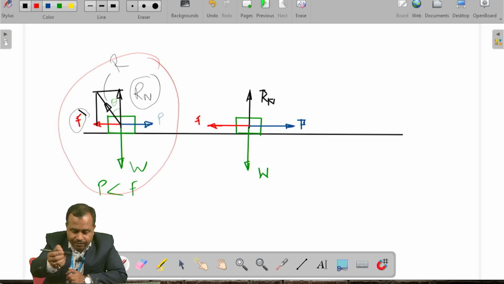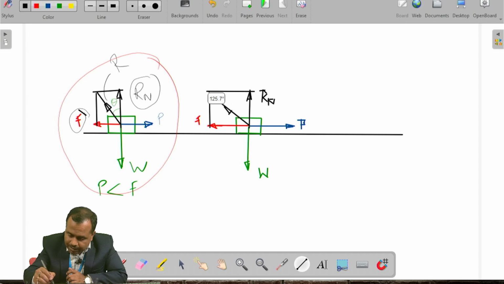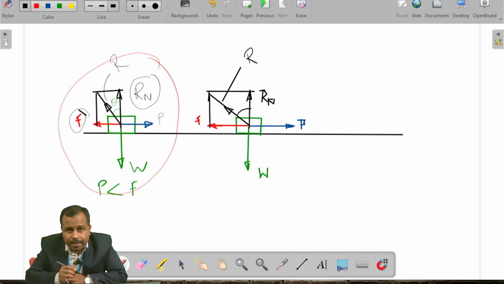As the frictional force F increases, here I will complete the box. Okay, and here once again I will join a diagonal, and you can see that the inclination of this particular resultant force R is increased. So I will call it as theta, but yet the box is not moving.